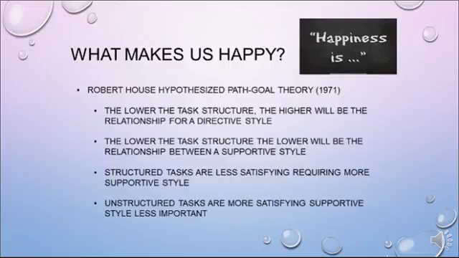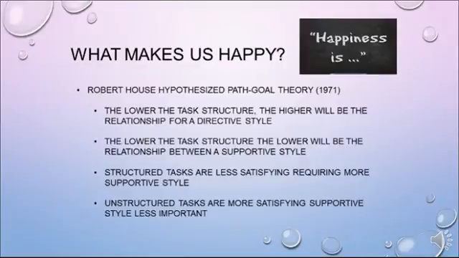Now, what makes us happy? Robert House was a person who developed the path-goal leadership theory, and he hypothesized that the lower the task structure, the higher will be the relationship for a directive style. So the less the structure of the task, so the more open it was, the more need for someone to direct people in the right direction.